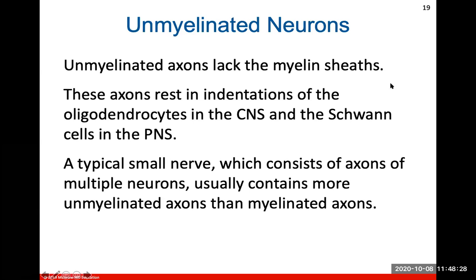Okay, unmyelinated neurons lack the myelin sheaths, and these axons rest in indentations of the oligodendrocytes in your CNS and the Schwann cells in your PNS. A typical small nerve, which consists of axons of multiple neurons, usually contains more unmyelinated axons than myelinated ones.